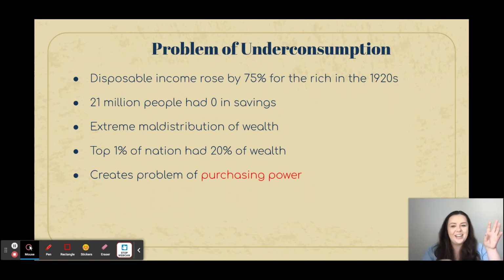more poor in comparison. So this creates a problem of purchasing power, right? The 99% lack the ability to buy things. They lack purchasing power because the money is not distributed equally throughout society.